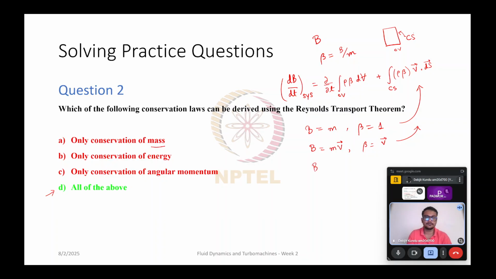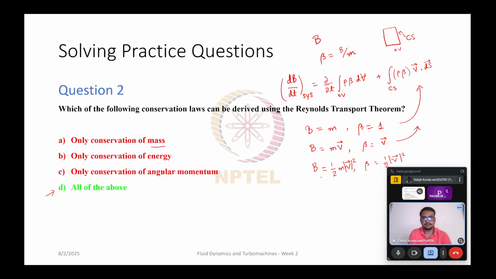Similarly, I can replace this with half mv squared, which is the kinetic energy, in which case beta would simply be half v squared. This would give me conservation of energy. And this is only kinetic energy. You can add internal energy over here, and then you'll be able to account for heat energy as well.